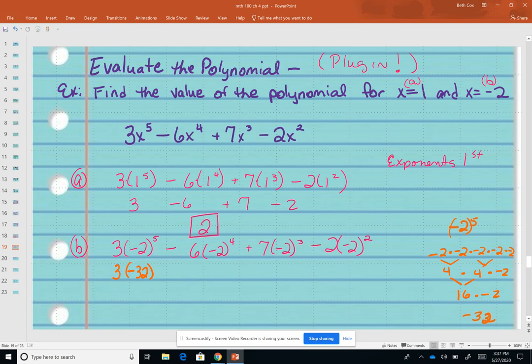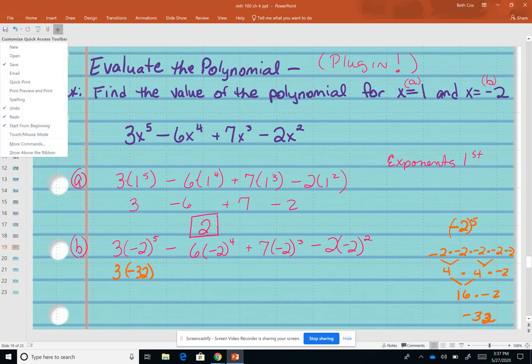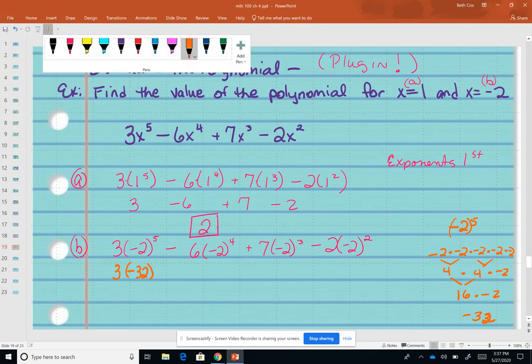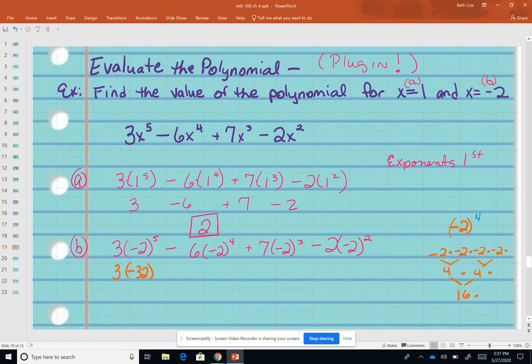Now I'm going to do the next one. By the same reasoning that negative 2 to the 5th is negative 32, watch this. We're just going to cheat a little bit. We change that to a 4, and we erase this one right here, and bam. Negative 2 to the 4th is 16. 16 times 6.